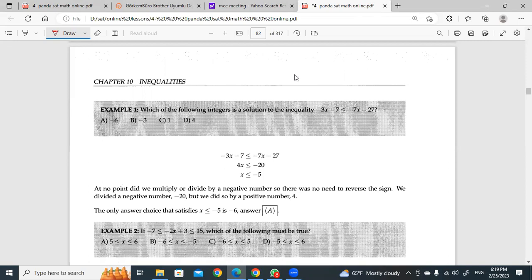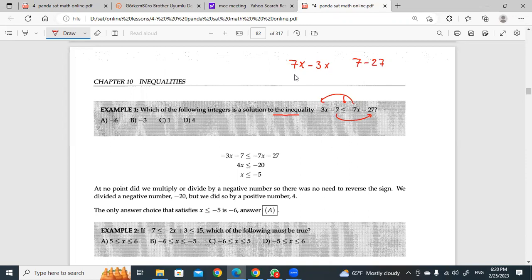Okay. Right here, which of the following integers is a solution to the inequality? First of all, I will move this to the other side. It will be positive 7x minus 3x, which I have here. And also I will move the negative 7 to the other side. So it will be 7 positive minus 27. Does this sign change?